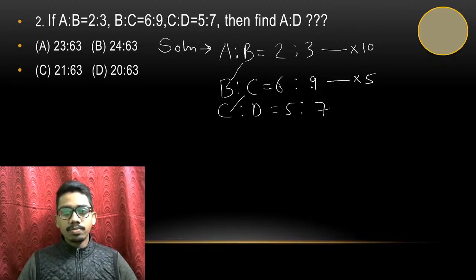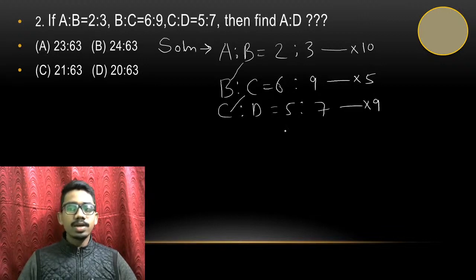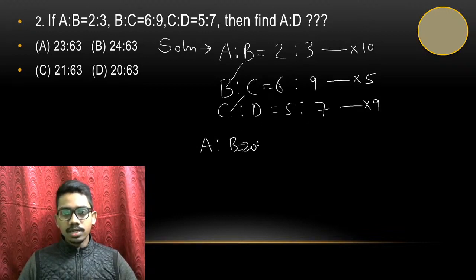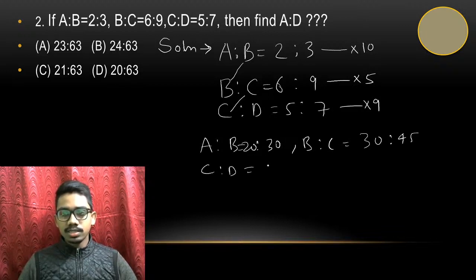And I have to make the value of C also the same. So 9 into 5, 45. So this will be 5 into 9, this should be multiplied by 9. So see what I am getting after doing all the steps. A ratio B, I am getting 20 ratio 30, and B ratio C, I am getting 30 ratio 45, and C ratio D is 45 ratio 63.